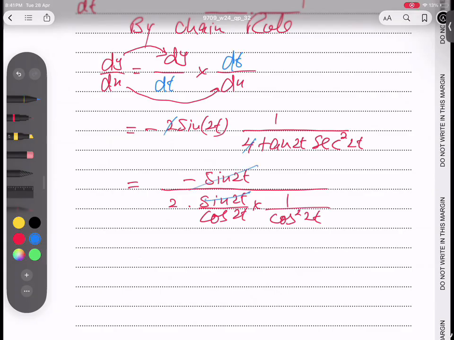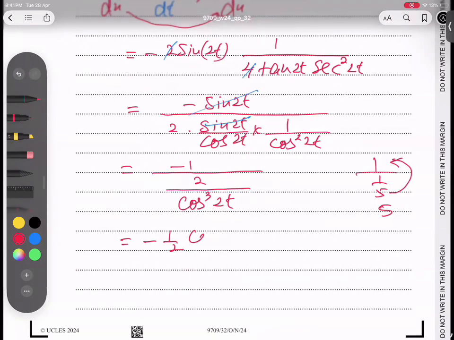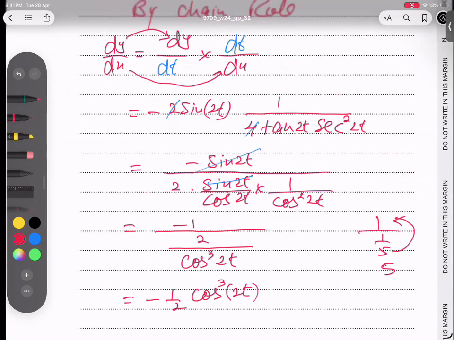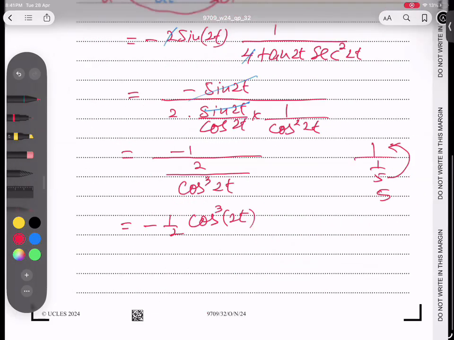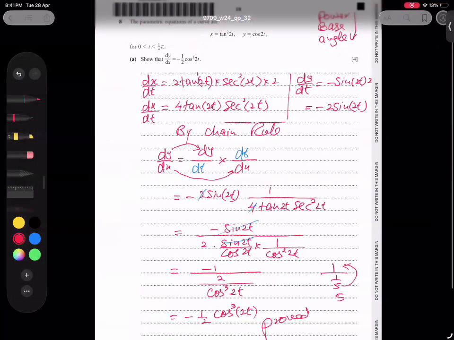This sine will cancel with that. Okay, students, and we are getting negative 1 over 2, and we are getting cos cube double t. And you know, 1 over it flips. So same story here. I can write it now, students. So this goes up, and I got negative 1 over 2 and cos cube double t. Let me check on top. The same. So the target is achieved. I hope the concept of the first part is very, very clear.